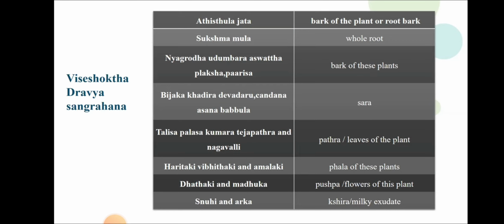And Tali sign: when Tali is mentioned, you have to understand that the Patra is specific. Patra is the therapeutically active part you have to take for the formulation: Talisa, Palasha, Kumari, Teja Patra, and Nagavalli. And when it comes to Haritaki, Vibhitaki, Amalaki, you know that it is the phala of these plants, the fruit. And Dhataki and Madhuka, that is the Pushpa. When Dhataki is mentioned, you have to understand the flower of Dhataki has to be taken. And when it comes to Snuhi Kshira, Snuhi and Arka, you have to take Kshira, the milky exudate. So this is the Vishesholkta Dravya Sangrahana.